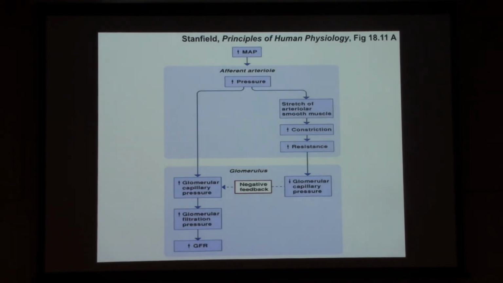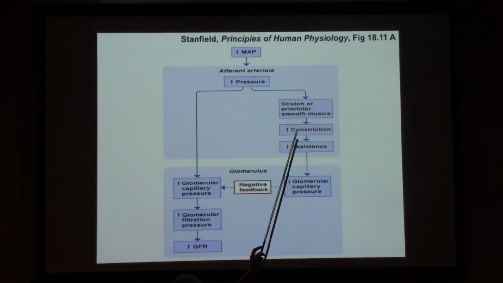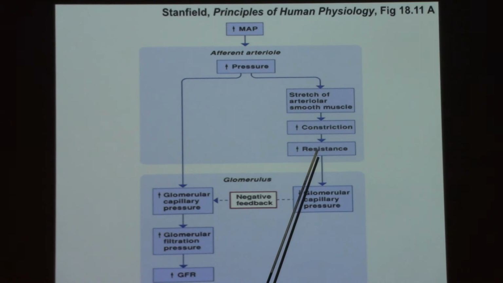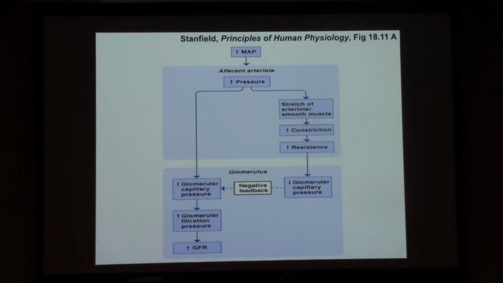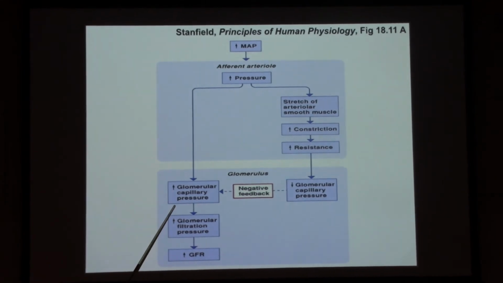What does this flow chart show us? So if you have an increase in mean arterial pressure, your blood pressure in your body goes up. Your afferent arterial pressure goes up. That causes the smooth muscle in the walls of that arteriole to stretch, stimulating them to constrict. Right? So those vessels get smaller again, go back to their original size, increases resistance to flow, decreases the pressure in your glomeruli, which would decrease GFR, bring it back down.